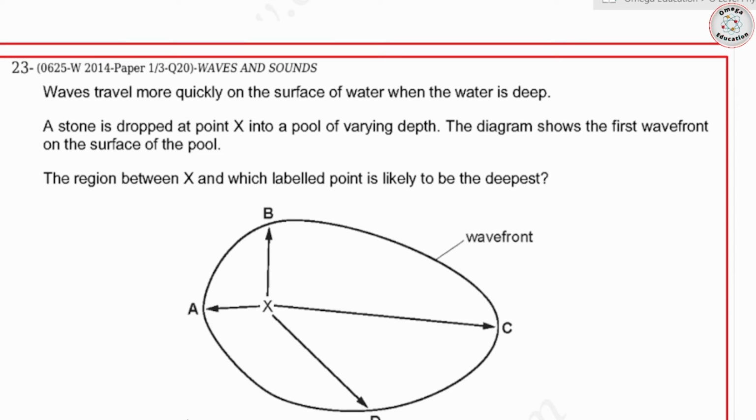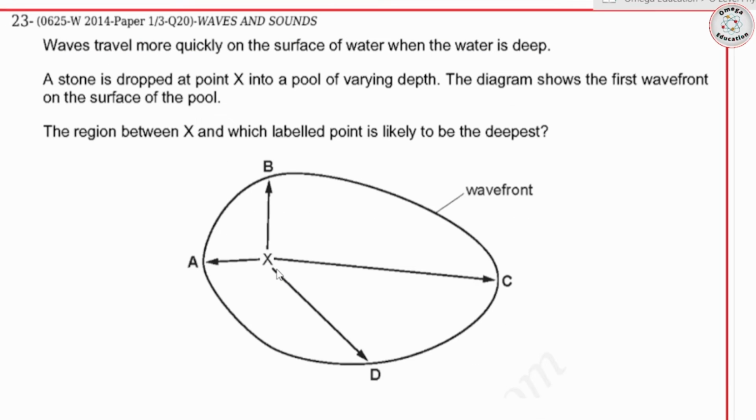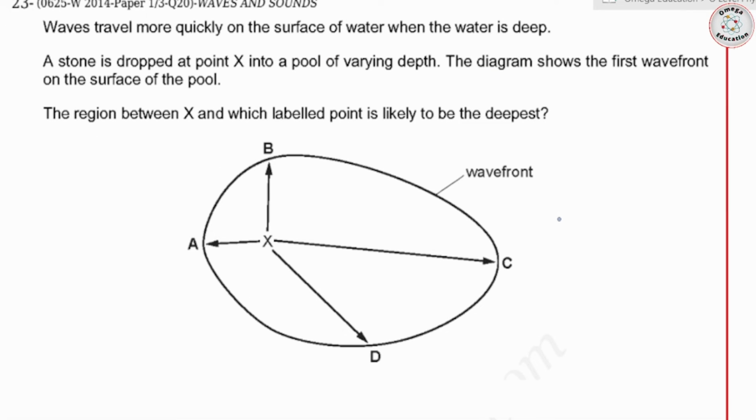Then we have the next one, question number 23. Water waves travel more quickly on the surface of the water when the water is deep. A stone is dropped at a point X into a pool of varying depth. The diagram shows the first wavefront on the surface of the pool. The region between X and which labeled point is likely to be the deepest?